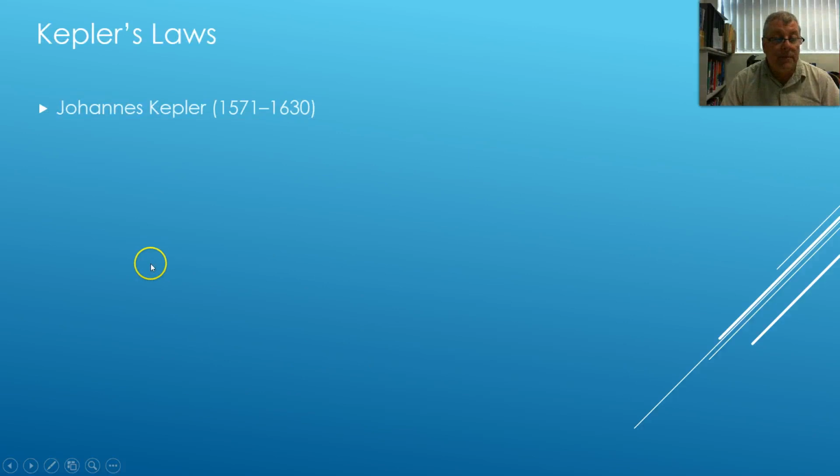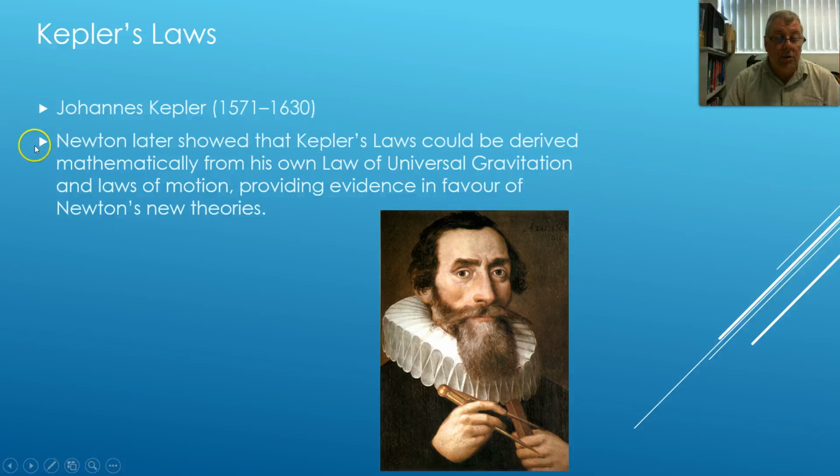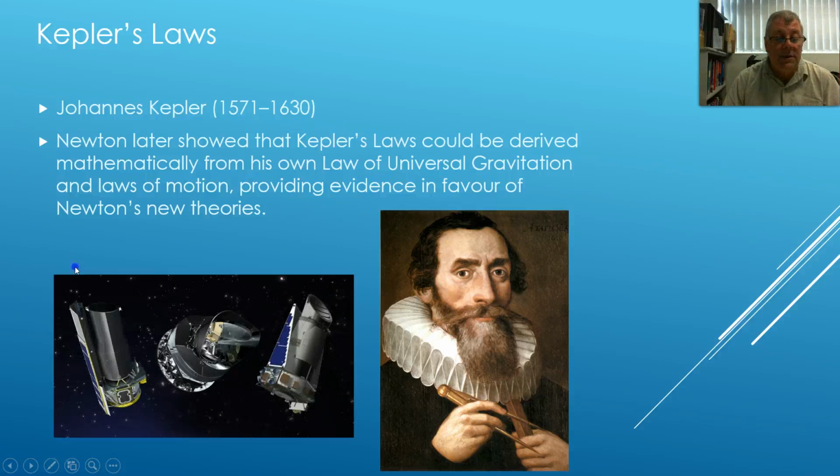Okay. Now, Kepler's laws. Kepler was around from 1571 to 1630. He looked like that. He made some significant discoveries. Newton later showed that Kepler's laws could be derived mathematically. Kepler derived them by observation, effectively, and he made some major discoveries, and he was so significant that they actually named a space telescope after him, the Kepler Space Telescope, which is, I think, just about to be decommissioned.